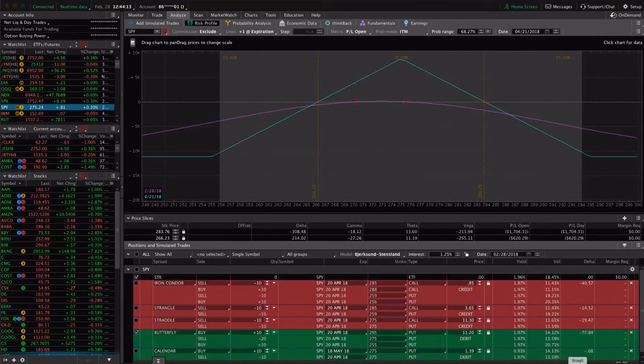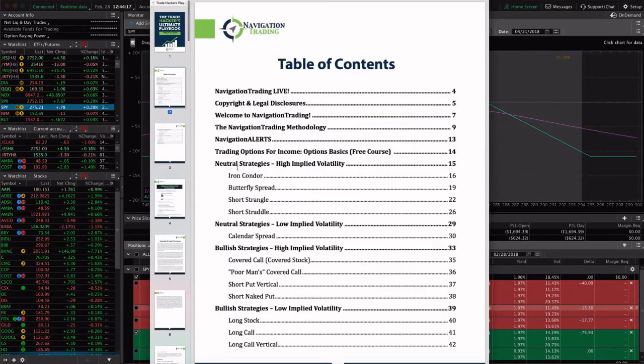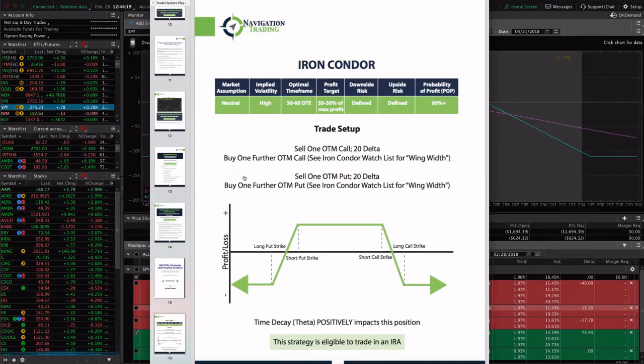Going back to the ebook, let's take a look at income strategy number 4. And that strategy is an iron condor. Now, an iron condor is one that a lot of newer traders start with because you can get wide away from price. You can build a nice wide range to profit in, but you're also defining your risk.